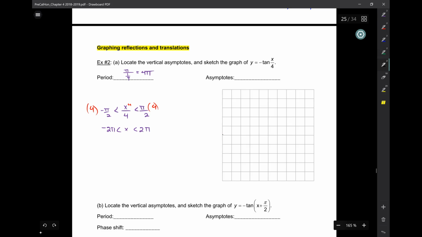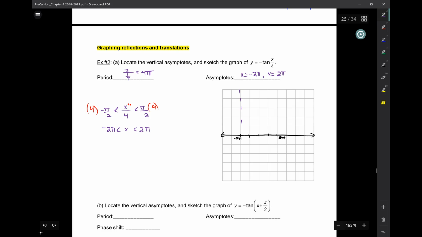Let me do this first. So we're going to go from negative 2 pi, 1, 2, 3, 4, 2 pi. Just to make sure you're doing things correctly, how many units is it from negative 2 pi to 2 pi? 4 pi units. Is that what we got for the period? Yes, that should always be consistent. So, what are the asymptotes? x equals negative 2 pi and x equals positive 2 pi.